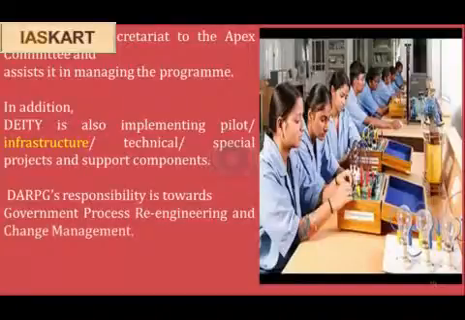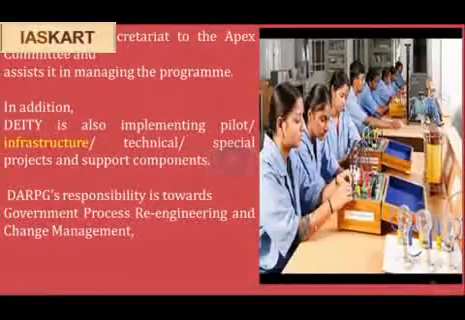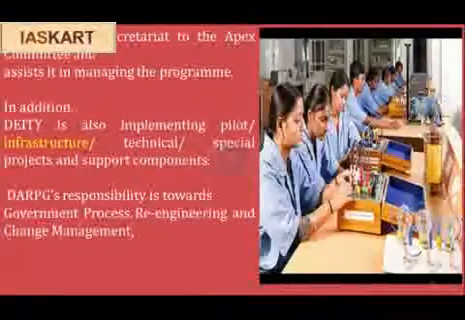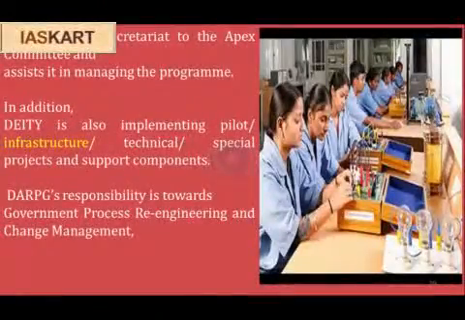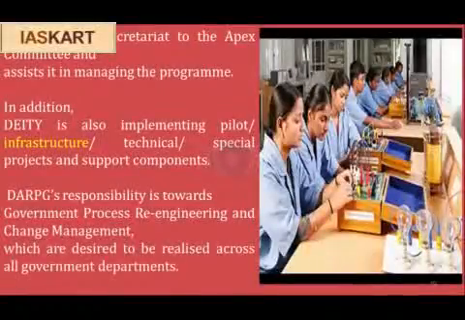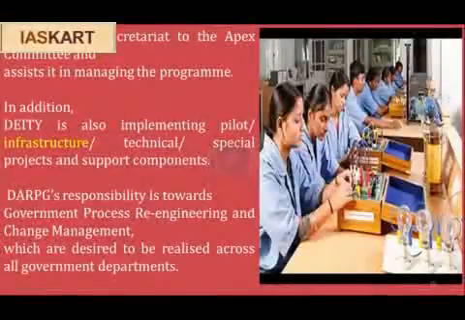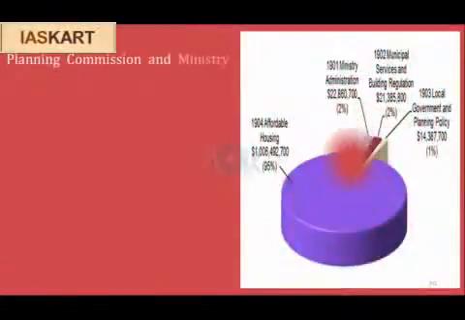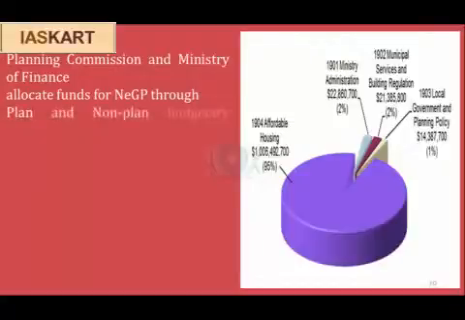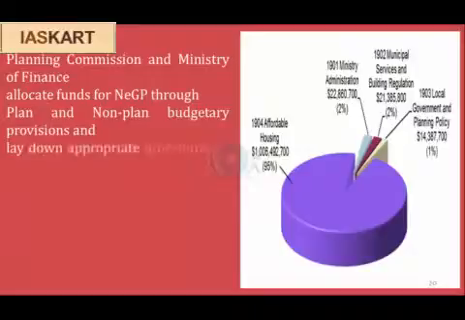Now, the Department of Administrative Reforms and Public Grievances has the responsibility towards government process re-engineering and change management, which are desired to be realized across the government departments as a part of the National e-Governance Plan. The Planning Commission and Ministry of Finance will play the role of allocating funds for the National e-Governance Plan, and it will be through plan and non-plan budgetary provisions. It will lay down appropriate procedures in this regard.